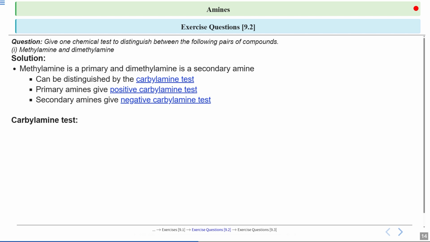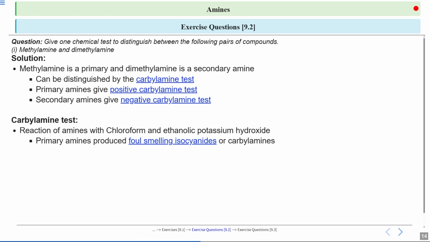If we talk about the carbylamine test, it is a reaction of amines with chloroform and ethanolic potassium hydroxide. Primary amines produce foul smelling isocyanides, or we can call them carbylamines, whereas secondary and tertiary amines do not react. This happens because they lack the necessary hydrogen atoms on the nitrogen atom which are required to form the unstable isocyanide intermediate. So this test is specific for primary amines.